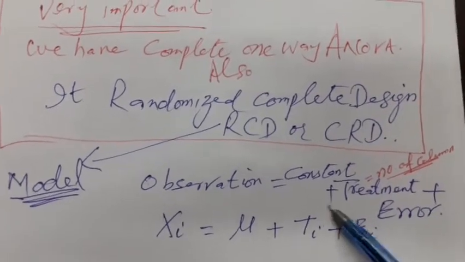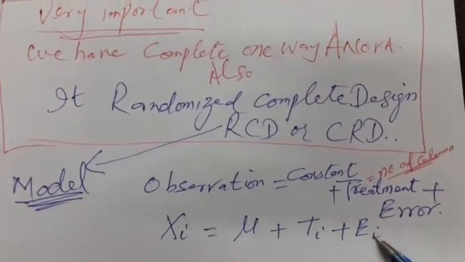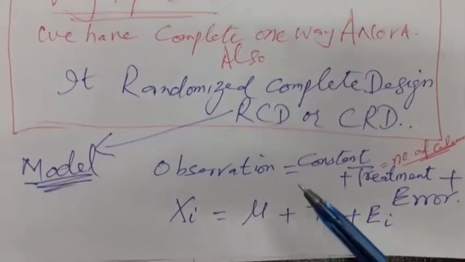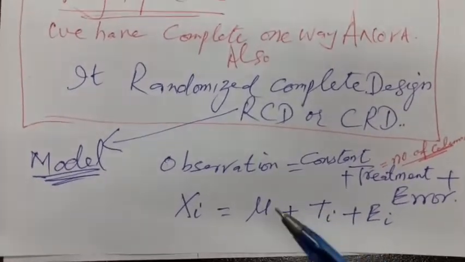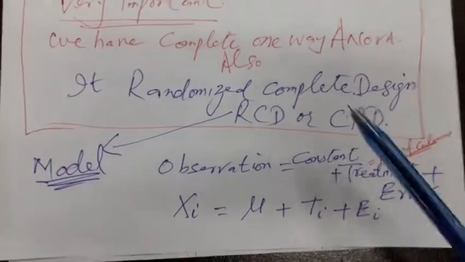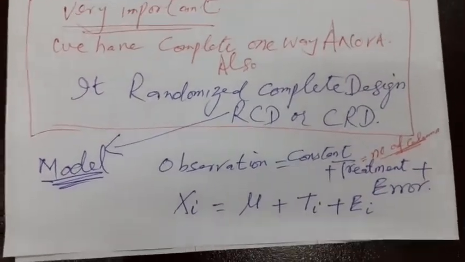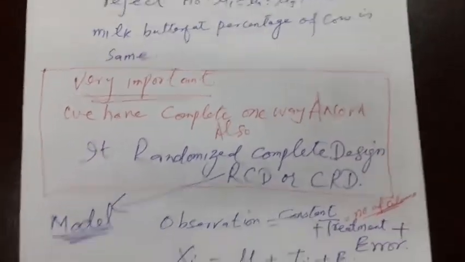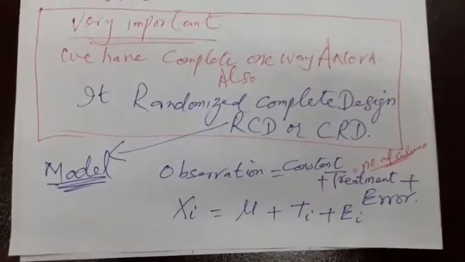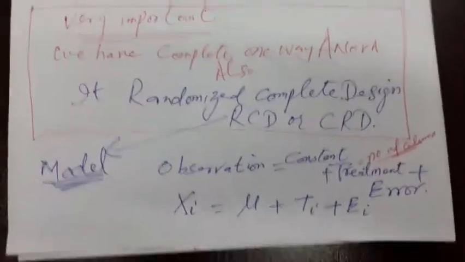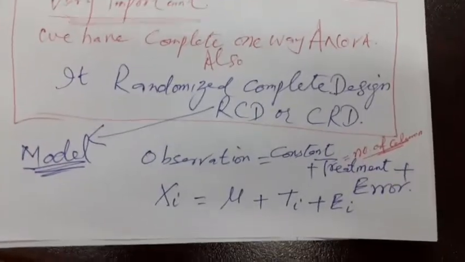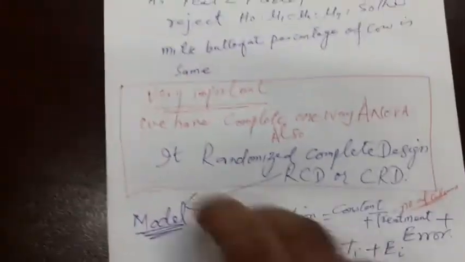Because the values are different, there must be error. Add all these together, and it will be the model of the CRD. It is a very simple model based on very simple observations. From the observations, we can find the mean. We have given the treatments. Values are different, so there must be the error.